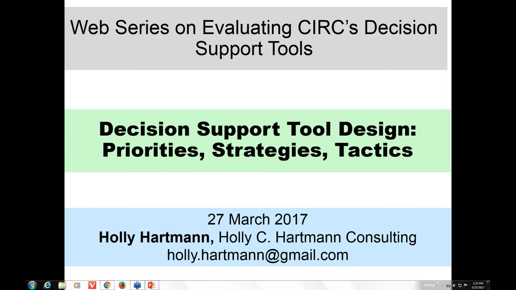What we're going to talk about today is decision support tool design, something very fundamental to a lot of projects. We're going to focus on the priorities and then strategies and tactics for designing tools.